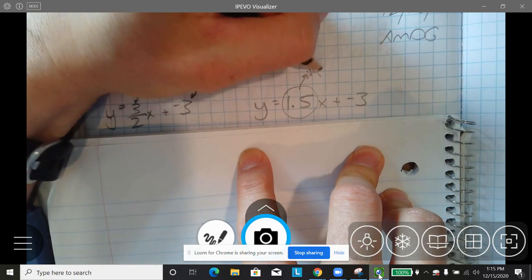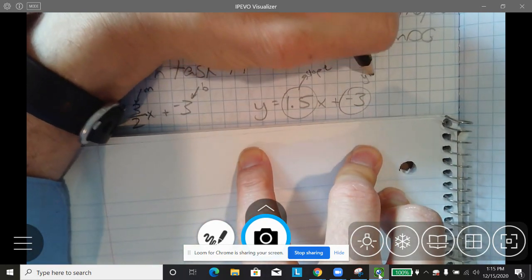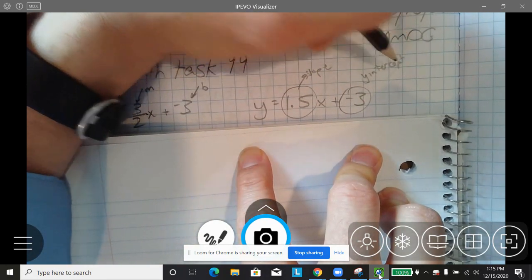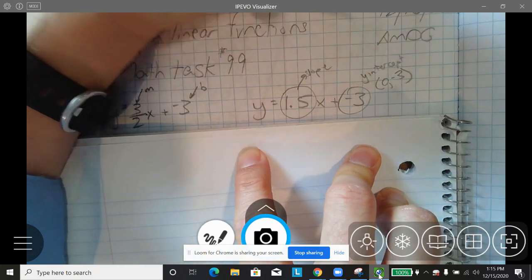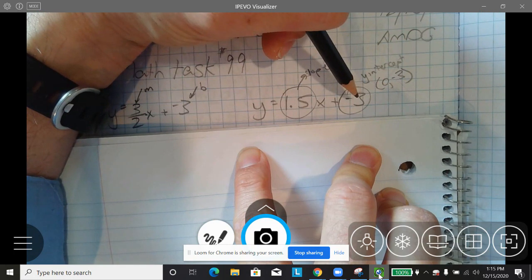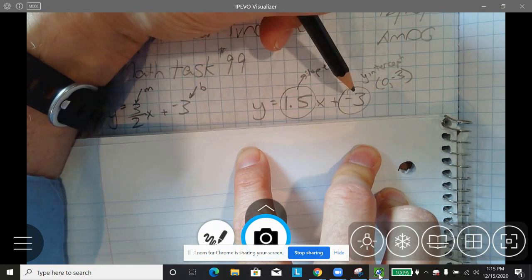Slope and y-intercept. We like to start with the y-intercept when we graph it. And remember, that really means 0, negative 3. That is a single moment in time because it's a single number by itself.